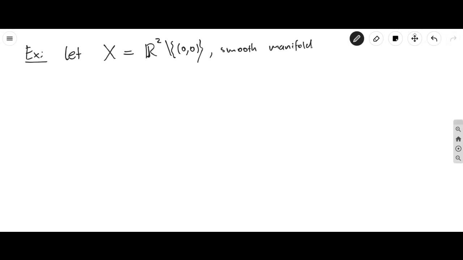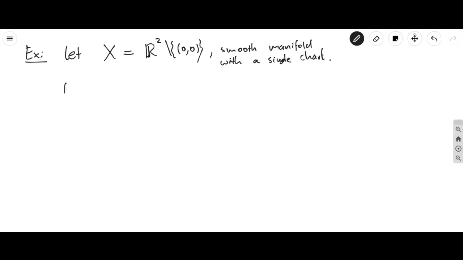We're going to do an example that's going to illustrate Stokes theorem. So first we need a manifold to use. So in this example, let our manifold X be the plane, the two-dimensional plane, with the origin removed. And this is a smooth manifold. And you can use a single chart.